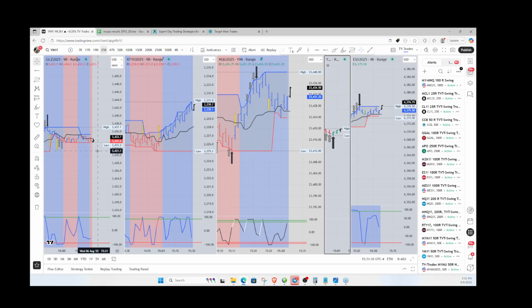The gold flipped the background color. So you could have a trade there pretty soon. This ES has to get up into the overbought, then back down into the oversold and work out of there. Okay.